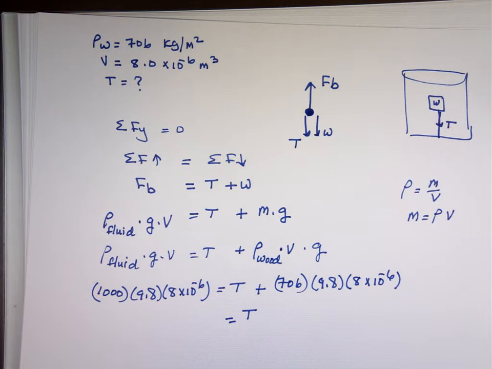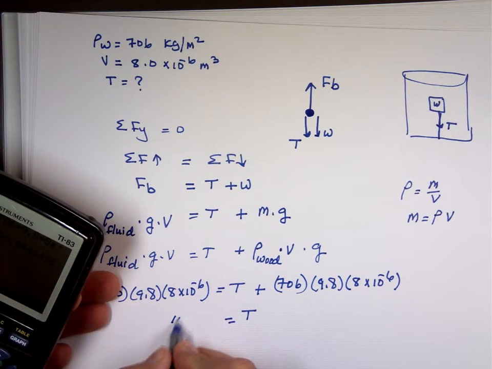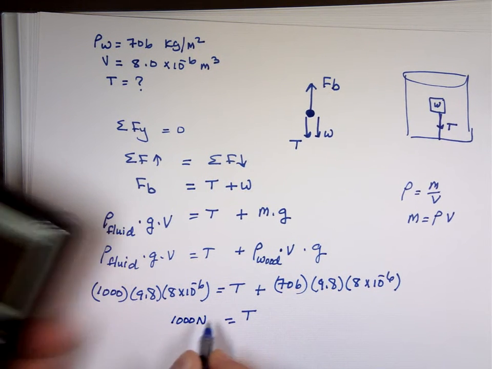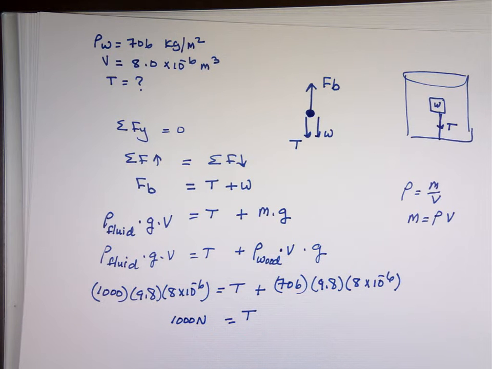And for this, if I did everything right, I got 1,000 Newton. That seems like a high number, right? Oh, let me try it again. That seems like a high number.